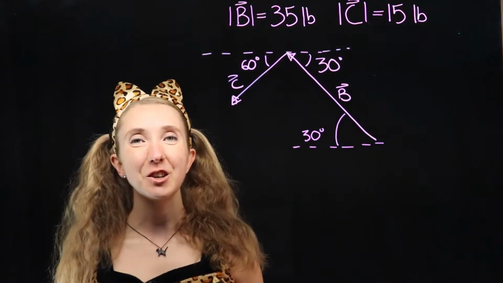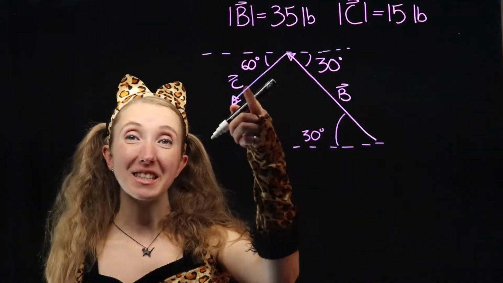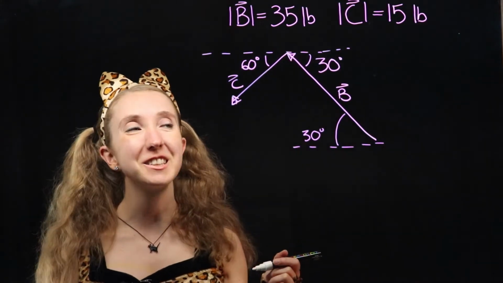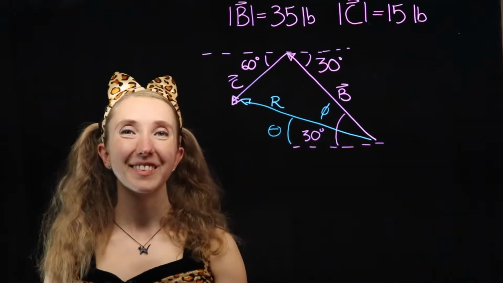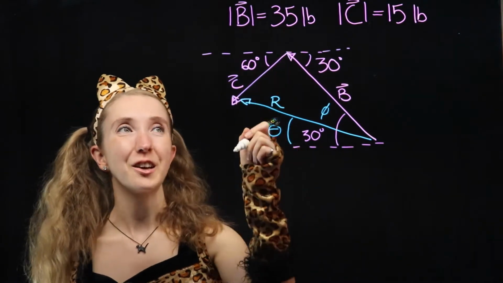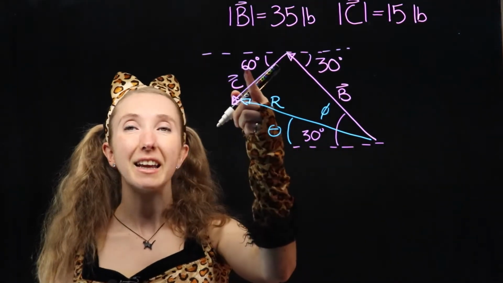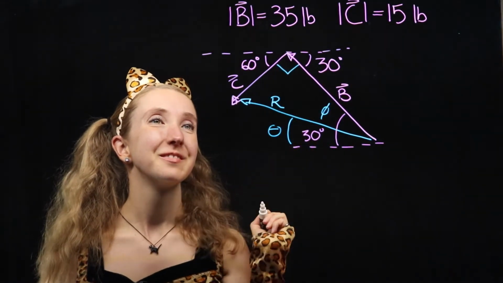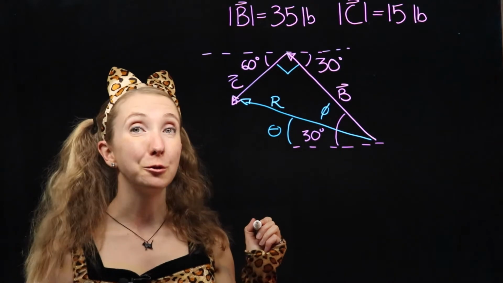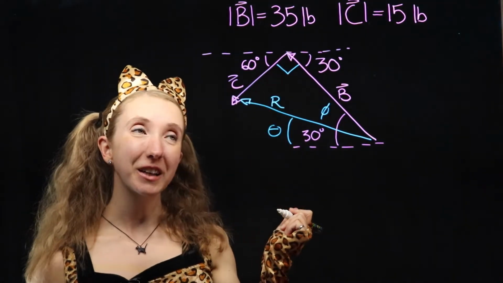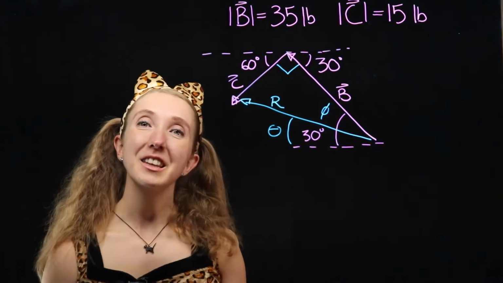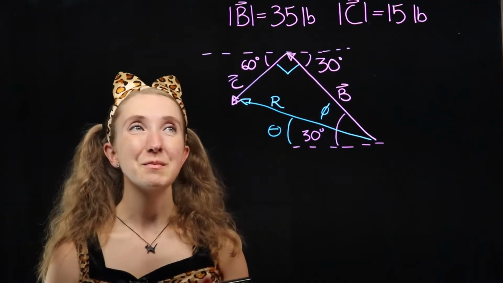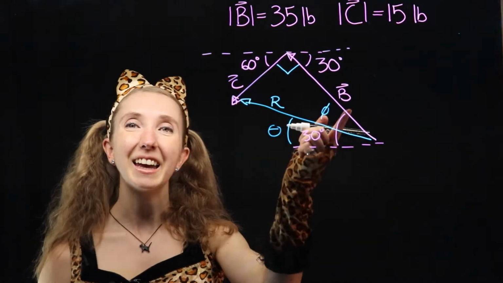We use triangle construction to add vector B to vector C. We draw them head to tail. That lets us draw our resultant. Now we can solve for this angle, because we know that 180 minus 60 minus 30 gives us 90. And since we have a right triangle because of this 90 degrees, we can use the Pythagorean theorem to solve for the magnitude of our vector r. Since we know the magnitudes of the side lengths C and B.